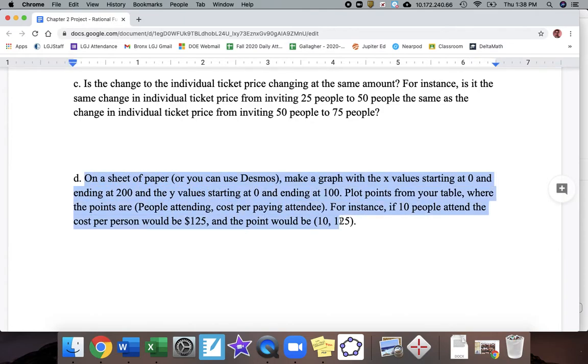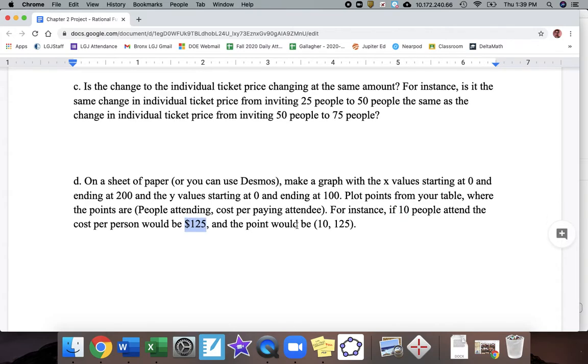Then, on a sheet of paper, or you can use Desmos, you're going to make a graph with the x value starting at 0 and ending at 200, and the y value starting at 0 ending at 100. You're going to plot the points from the table, where the points are people attending, comma, cost per paying attendee. That might sound confusing. All it means is if 10 people attend, the cost per person is going to be $125. And the point should be 10, comma, 125. And you're going to get these numbers from this table.